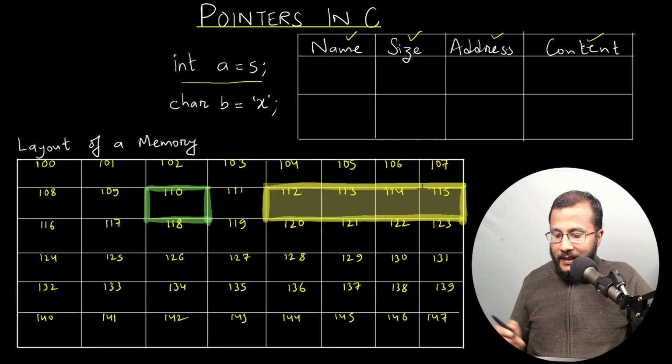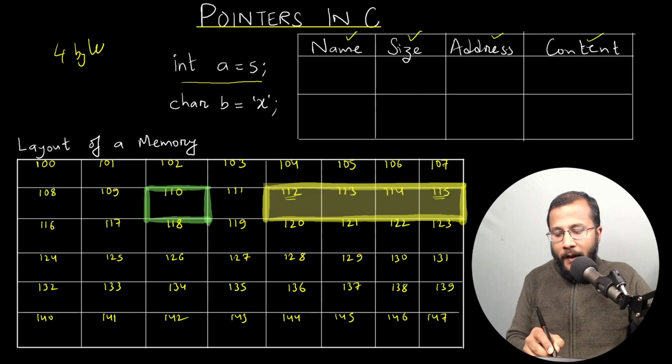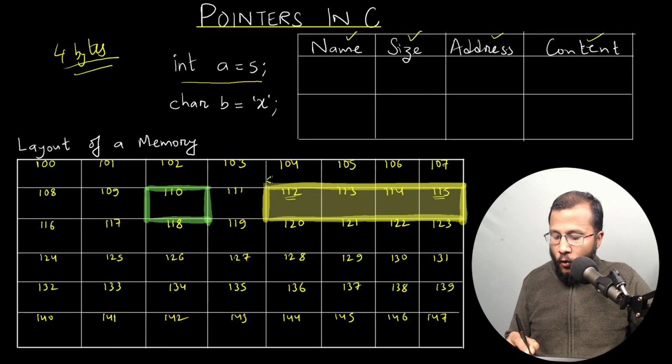Let's say that a is going to be stored in this particular block of memory. It is occupying 4 bytes, starting from address 112 to 115. Because an integer is 4 bytes long, I'm assuming that here. It can also be 2 bytes. It is reserving these 4 bytes for storing the variable a, and this block is named a.